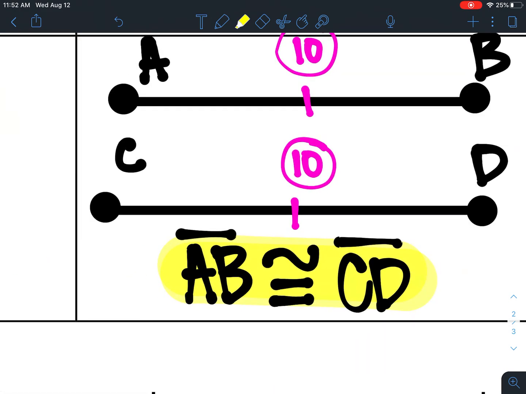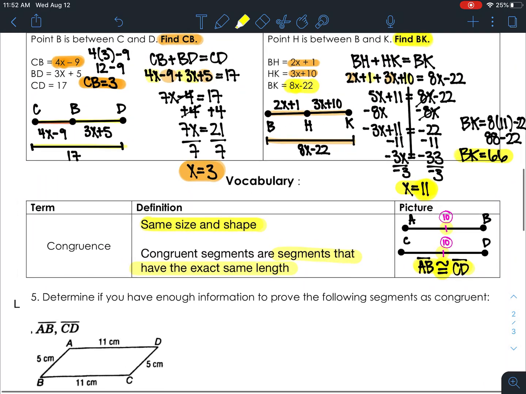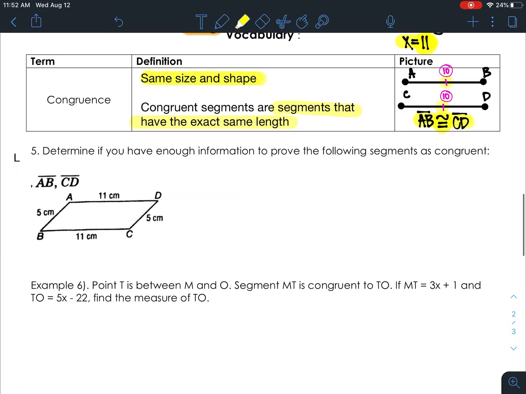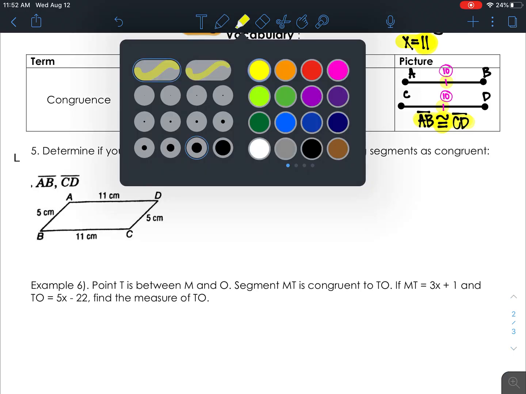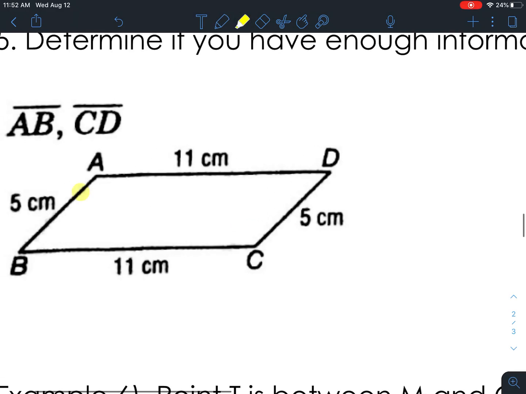So two different ways. You can either use the equal sign with the little swiggle on top, or those two little tick marks, and that's going to say that those two segments are congruent. So let's look at example 5. Example 5 says determine if you have enough information to prove the following segments as congruent. And we are looking at segments AB and CD.